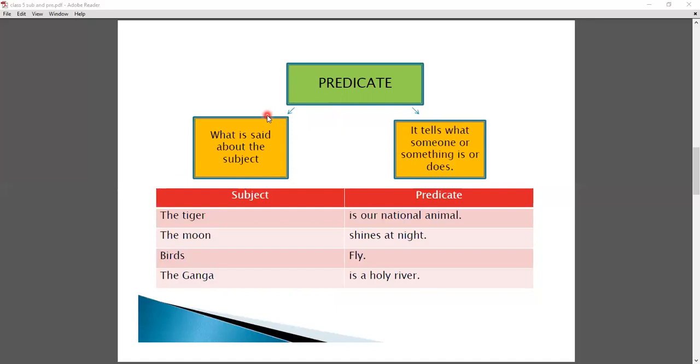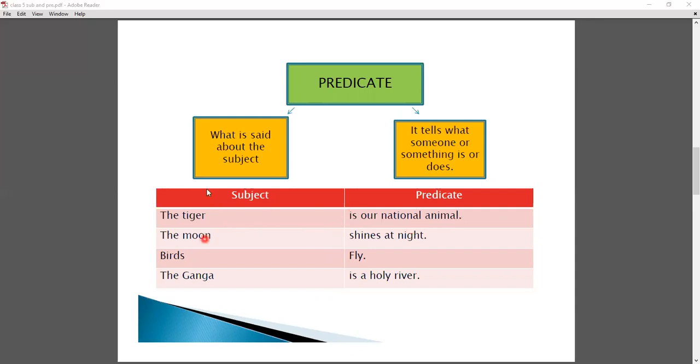And it tells that someone or something is or does. ये बताता है कि वो चीज someone और something क्या है. Okay, now here are the examples. First is here, the tiger is our national animal. So here you notice that we know about the subject. So now we speak about a tiger. So here tiger is the subject. Now we talk about is our national animal.